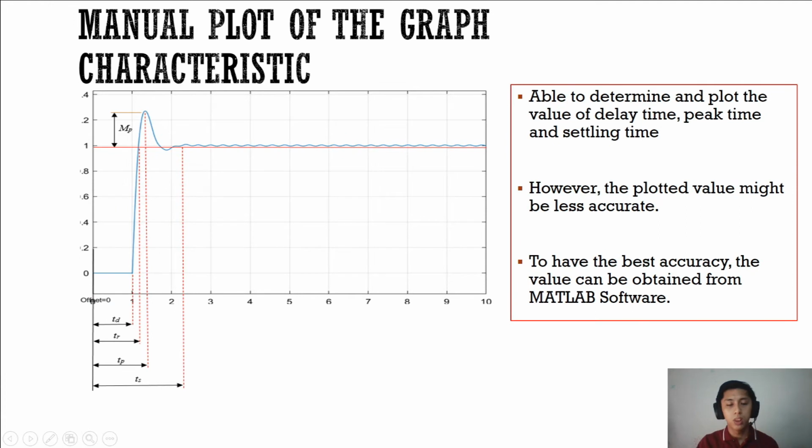So from the graph, we can determine the value of delay time, the peak time, and the settling time. Here we can predict the values, such as the delay time is 1 second, the rise time is around 1.2 seconds, peak time is around 1.4 seconds, and settling time is around 2.3 seconds. However, if we plot it manually like this, the value might not be accurate. So in order to improve the accuracy of the value, we can obtain it from the Matlab software.